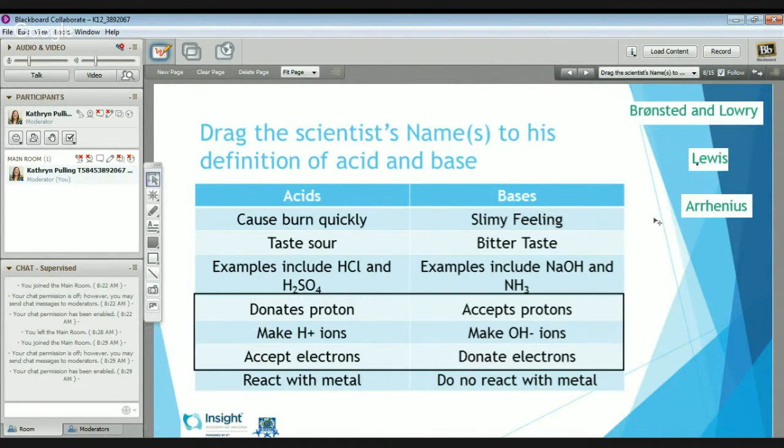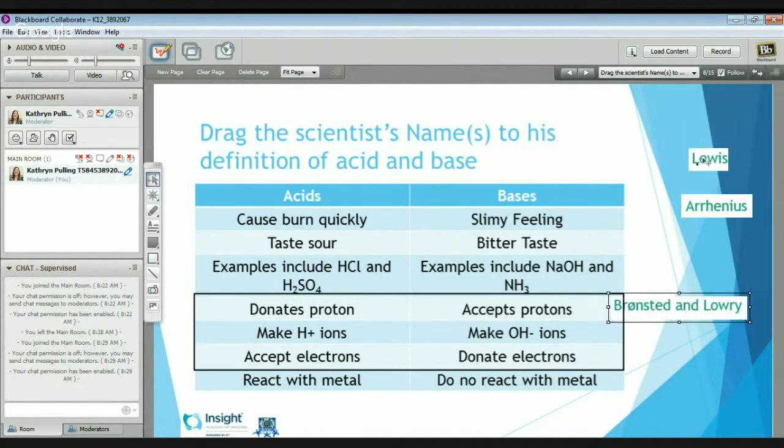So now that you've tried, hopefully you have it in this order. First one is Bronsted and Lowry. Arrhenius was the one who defined it by what ion they gave off, and Lewis is the one who made it the least specific by just saying accepting electrons and donating electrons. This is enough to get you through 3.01 and 3.02, and hopefully I'll see somebody in class next time.